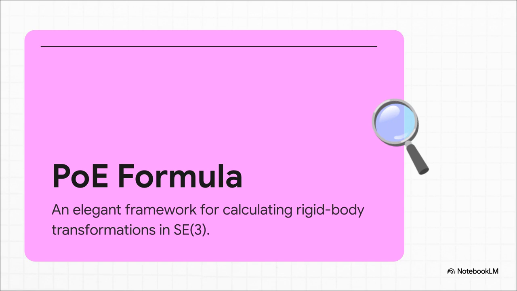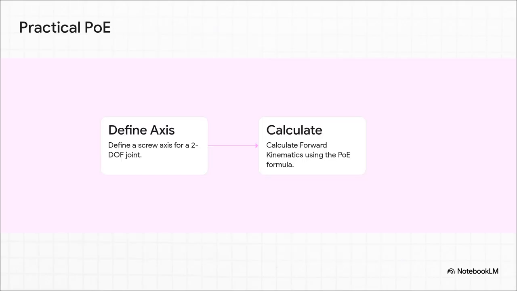It gives us this beautifully unified framework for calculating everything in SE3, that's the special Euclidean group, handling both rotation and translation at the exact same time. Let's move to a practical scenario and see how this builds logically. Step 1 is defining a screw axis for, say, a 2 degrees of freedom joint. A screw axis just describes the exact line in 3D space that the joint rotates around and translates along.